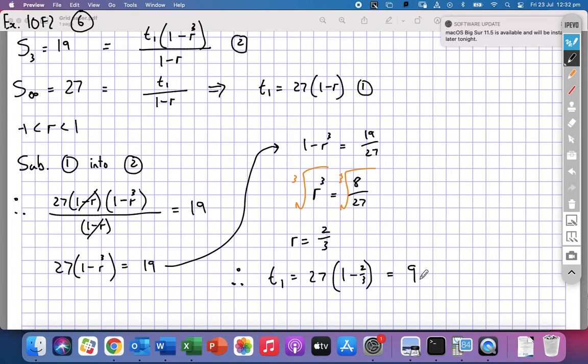Maybe I could double check. Do a little check. If I calculate this infinite series, do I get 27? So my T1 is 9. My 1 minus R will be 1/3 because R is 2/3. So 1 minus 2/3 is 1/3. And yep, 27. So all good, the numbers are working.